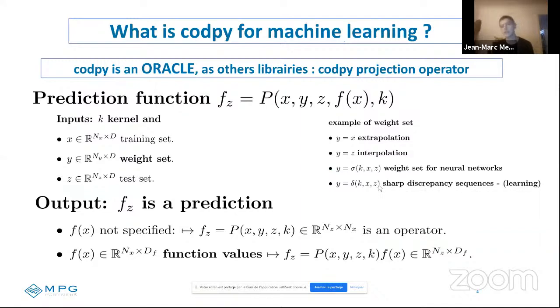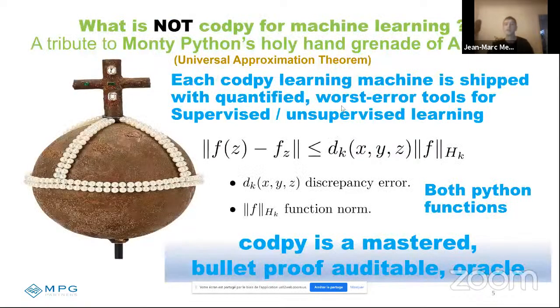Okay, so you input X, Y, Z, your kernel, and what you've got in output depends exactly on what F is. If F is function values or a vector valued function, then in output you will have a prediction. But if you don't input any function value, you will have a whole operator, a real operator, and you can use it afterwards if you want to apply this operator to another test set or that kind of stuff.